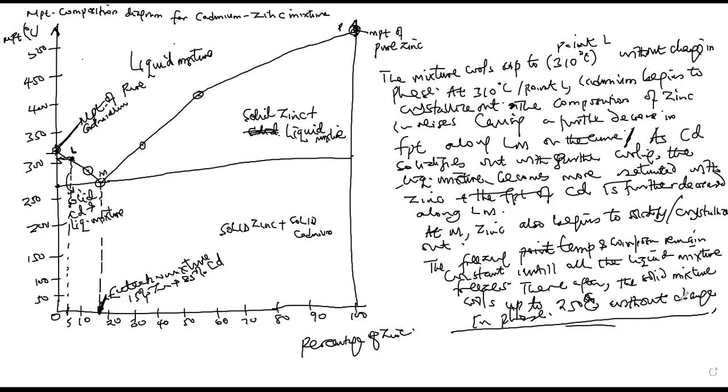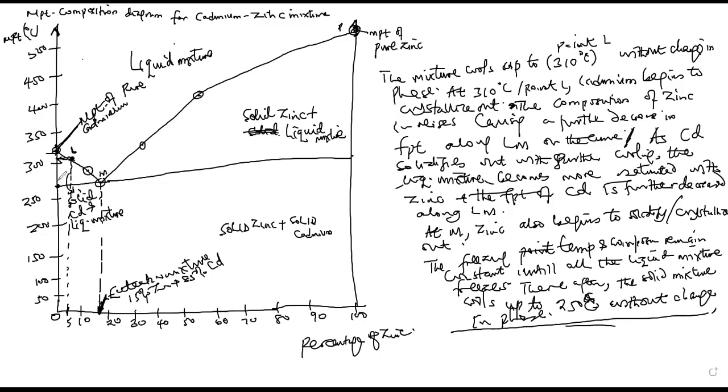Then the last part of the question was asking us that 200 grams of liquid mixture of composition 5% zinc was cooled to 275 degrees Celsius. I'm going to fit it here because I need this diagram. Now we are going to check the composition of the liquid mixture at 275 degrees Celsius.